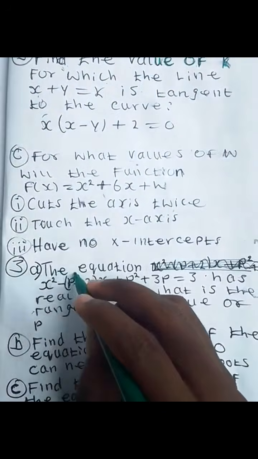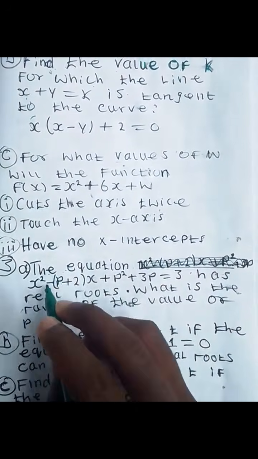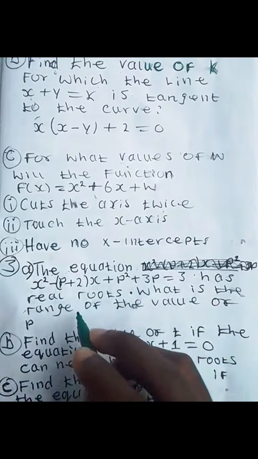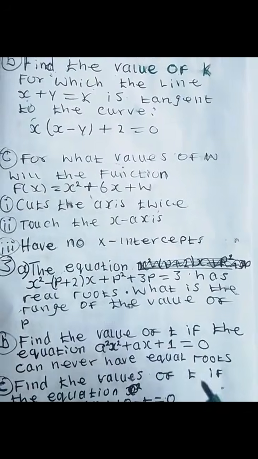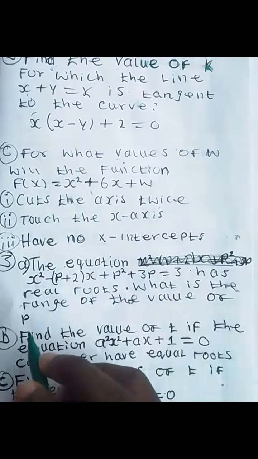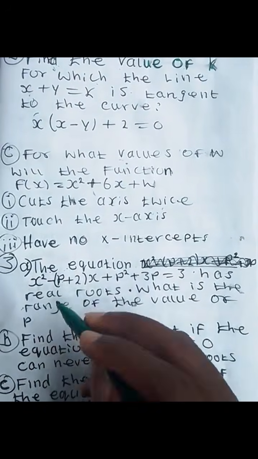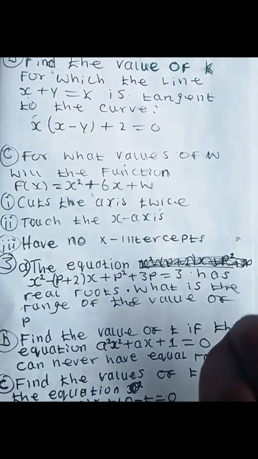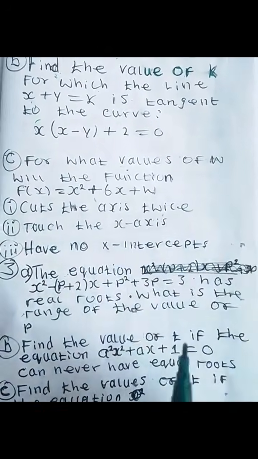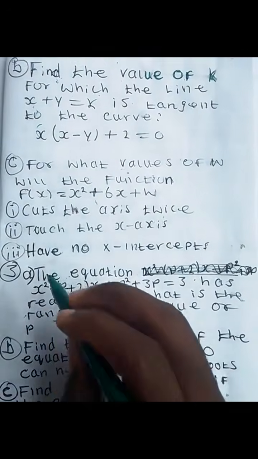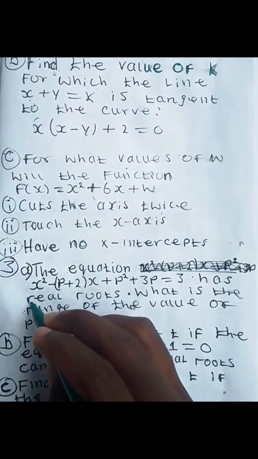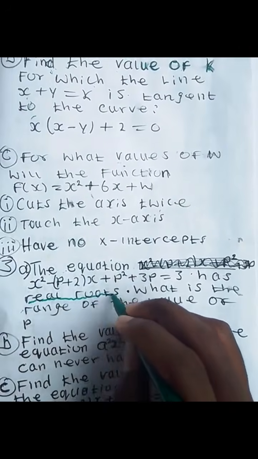Alright, so let's go to question 3. Question 3 is saying this equation here has real roots, what is the range of the value of p? So they want you to find the value of p. Okay, so now you need to use the equations under discriminants of the roots. So let's see how we are going to analyze this. I want you to take note of a certain statement. They have only said that it has real roots. That's it. Let me even underline it. Real roots.